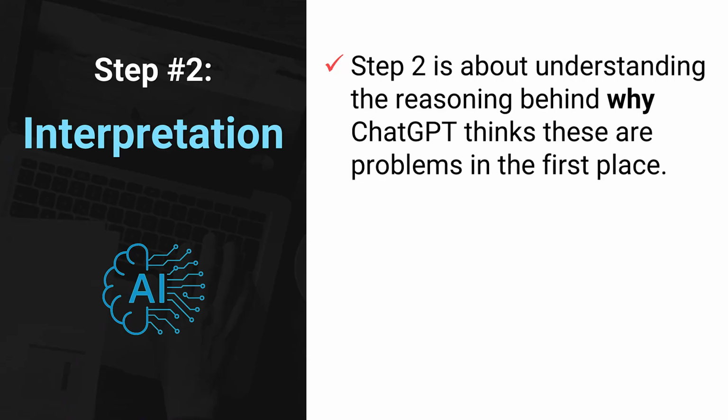So rather than just accepting a list of potential problems that ChatGPT might spit out, step number two is about understanding the reasoning behind why ChatGPT thinks these are problems in the first place. And once you grasp that, you'll know exactly what needs fixing and, more importantly, why it matters.